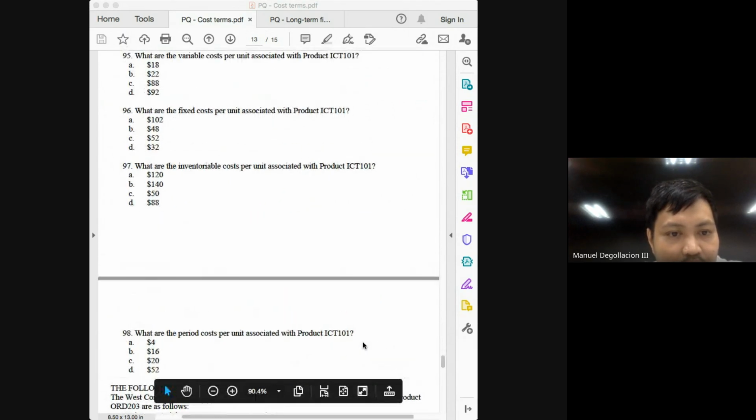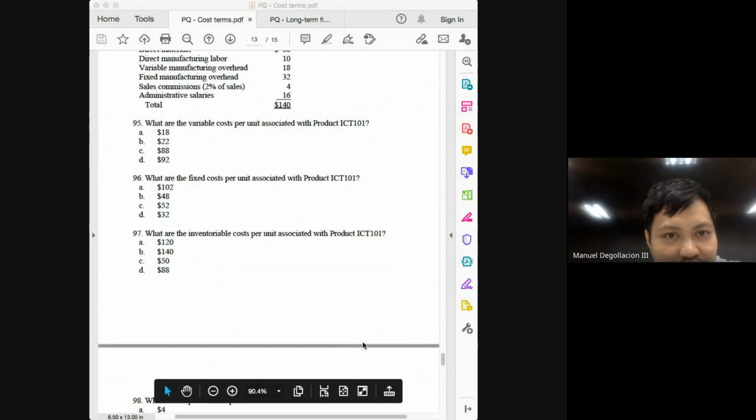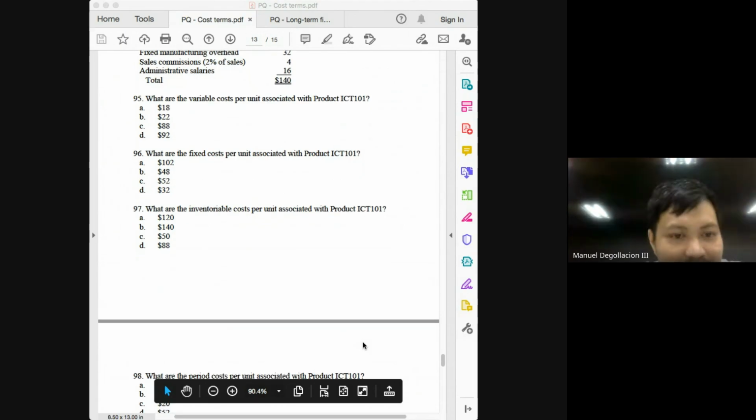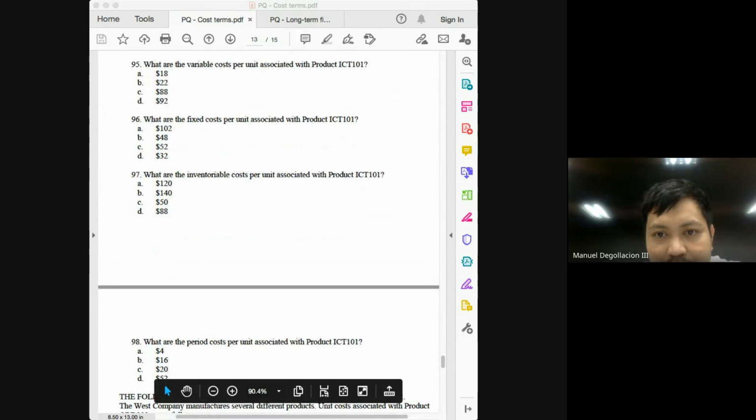Next, number 98. What are the period costs? Those that are not inventoriable, and these would be those that are not related to production. So this is per unit again. Yeah, so this would be the 4 and the 16. So our answer would be 20.